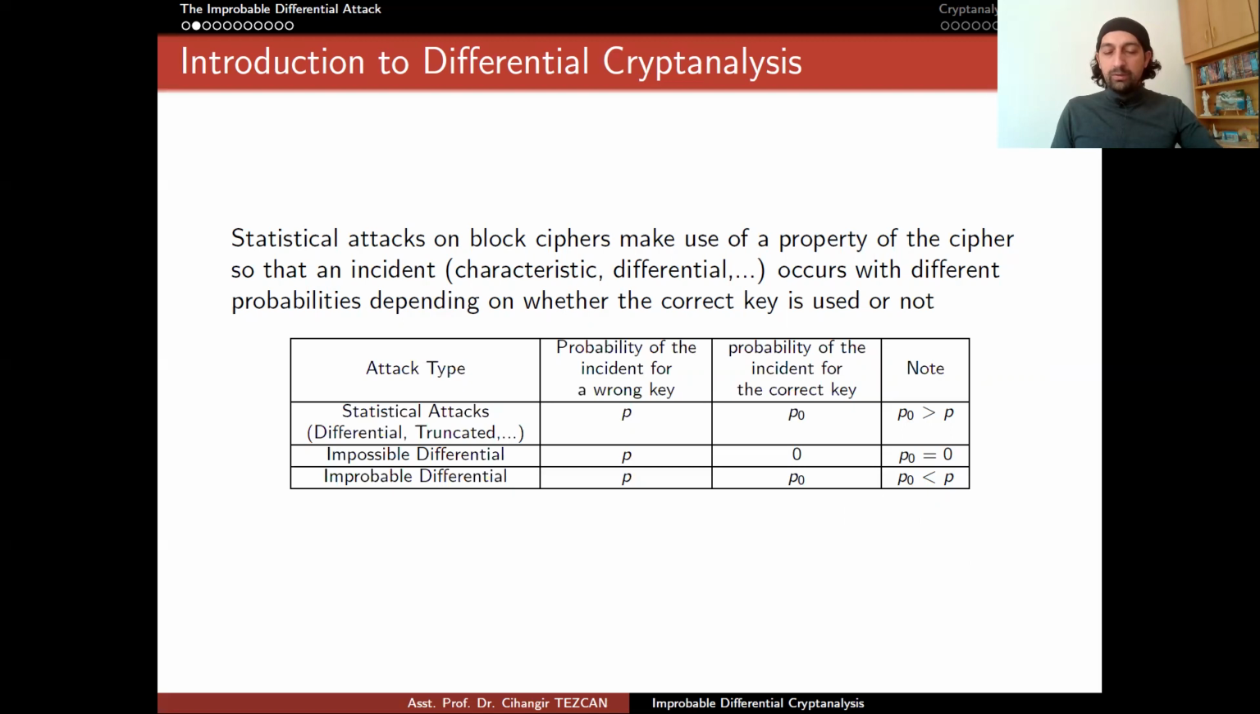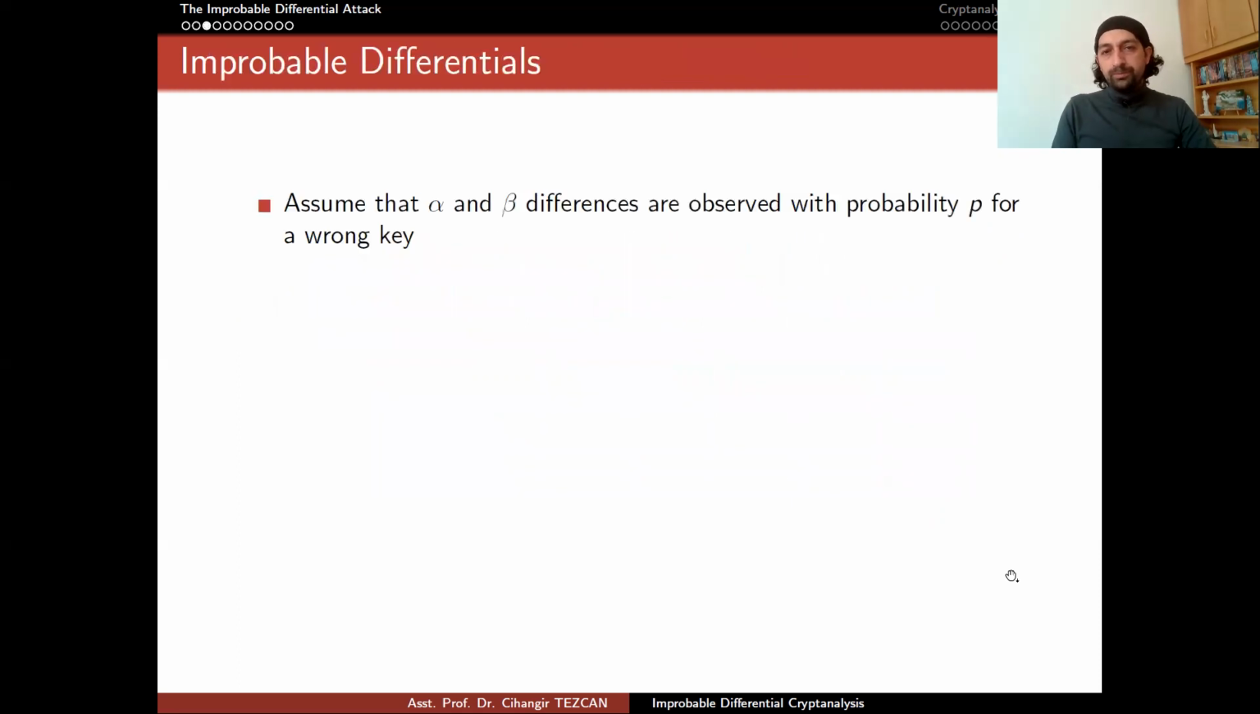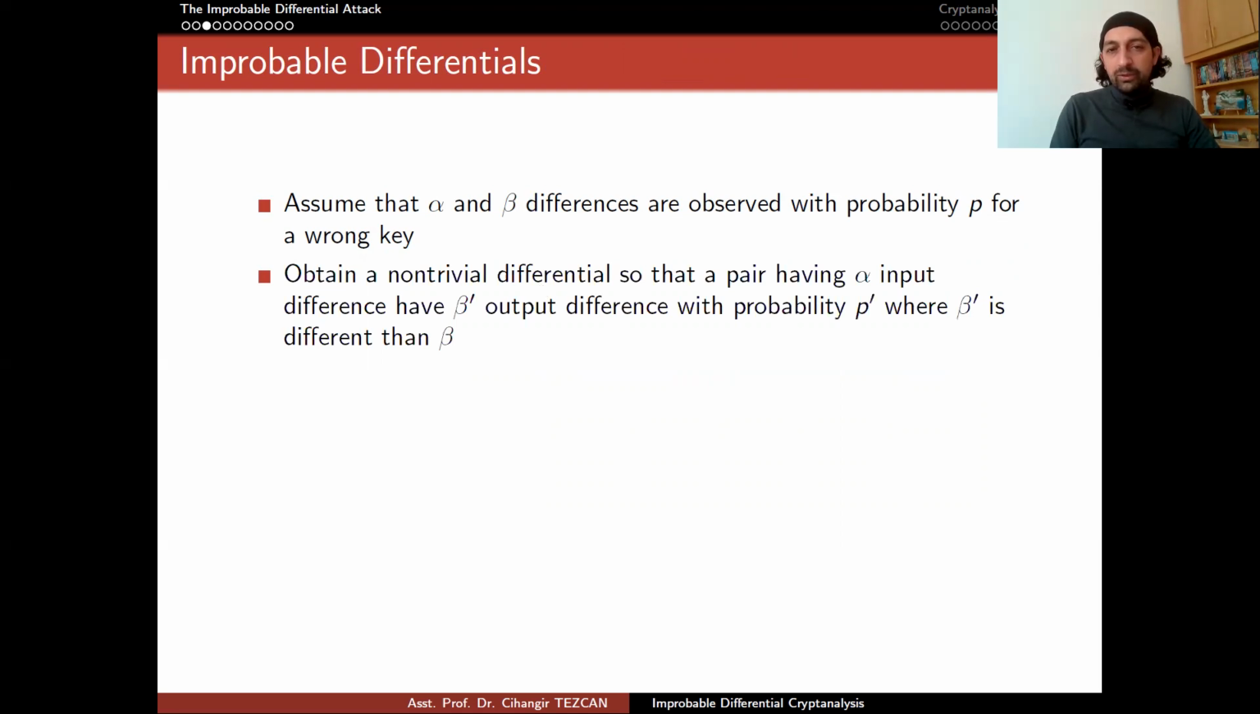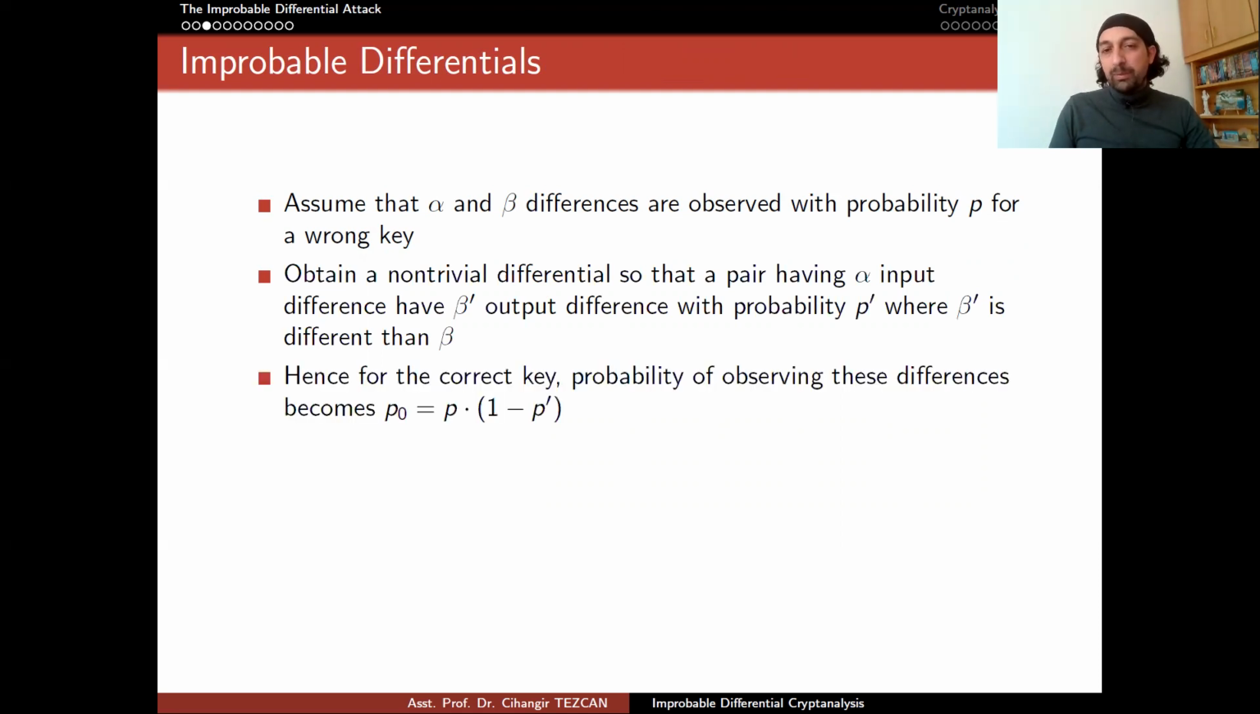How can you find the distinguisher so that it occurs less frequently for the cipher we are analyzing than for a random permutation? So our idea is as follows. Assume that alpha and beta differences are observed with probability p for a wrong key or a random permutation. Obtain a non-trivial differential so that a pair having alpha input difference has beta prime output difference with probability p prime, where beta prime is different than beta. Hence, for the correct key, the probability of observing these differences becomes p times 1 minus p prime.